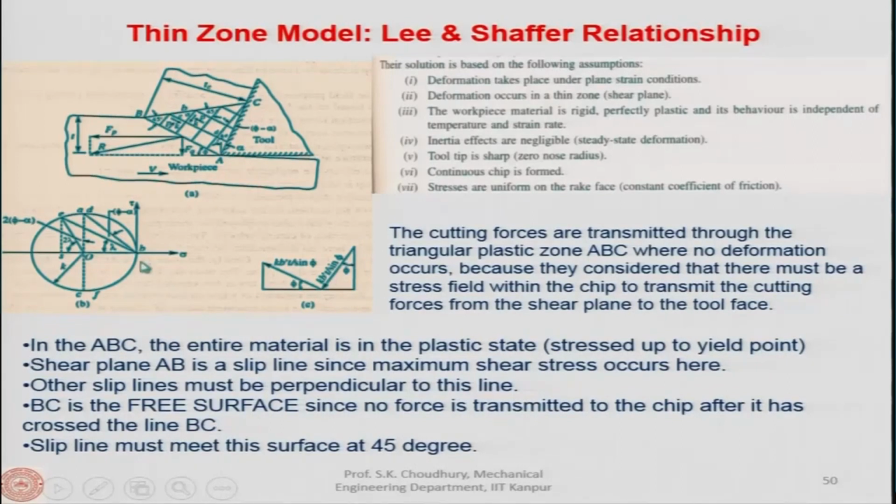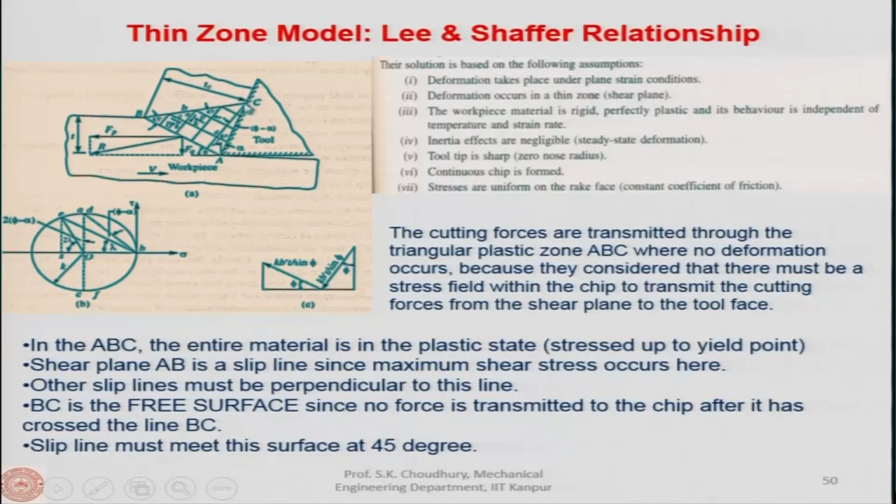In the ABC, the entire material is in the plastic state. This is stressed up to the yield point, each point. Shear plane AB, this AB is the shear plane. Here the maximum shear stress occurs. Other slip lines are perpendicular to this line. Let us say this line, this line, this line, and so on, they are perpendicular to AB, and we have also drawn some parallel lines which are parallel to the AB, the same kind of shear plane.